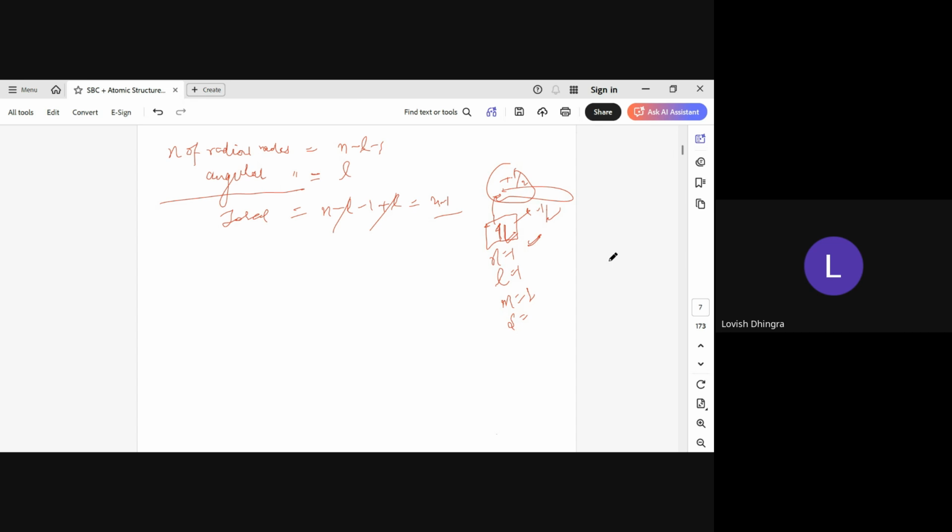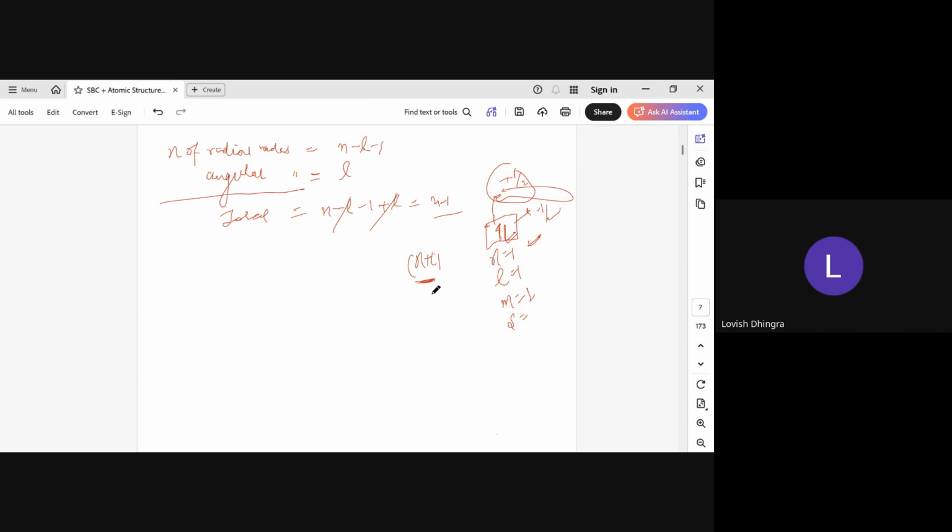So electrons are filled in the various orbitals in the order of increasing energy. Is it determined by the n plus l order? Yes, n plus l. So lower the n plus l value, lower is the energy.